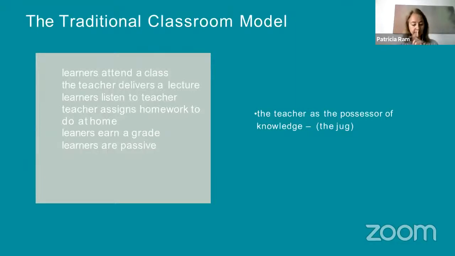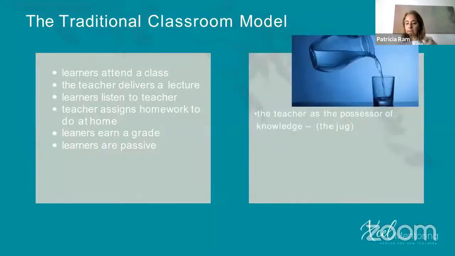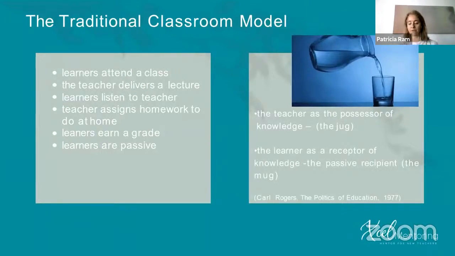And this is fantastic. Okay, I'll explain later. So the teacher is the possessor of the knowledge, the jug, and the student, you see here the jug and the mug, is seen as the receptor of the knowledge. So it's very passive, and I'm referring to a principle coined by a man called Carl Rogers in the late 70s. It's the jug and the mug. So it means that the teacher takes the role of the controller, the explainer, the person who possesses all the knowledge.